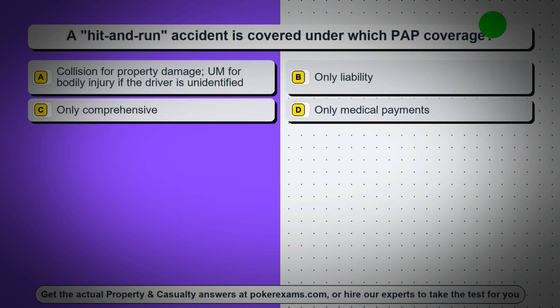Question 38. A hit-and-run accident is covered under which PAP coverage? Option A, collision for property damage, for bodily injury if the driver is unidentified. Option B, only liability. Option C, only comprehensive.